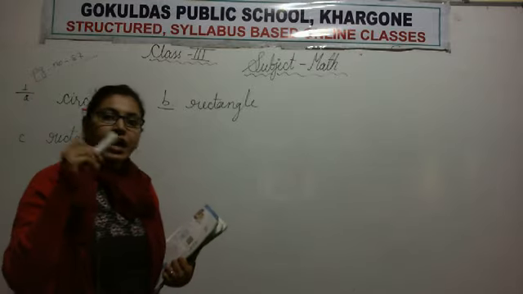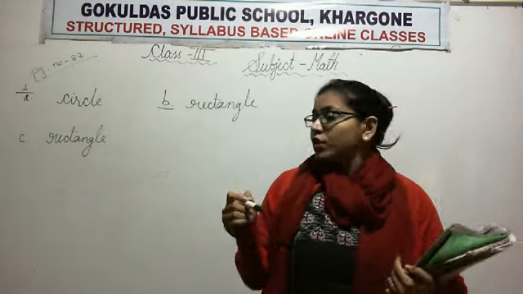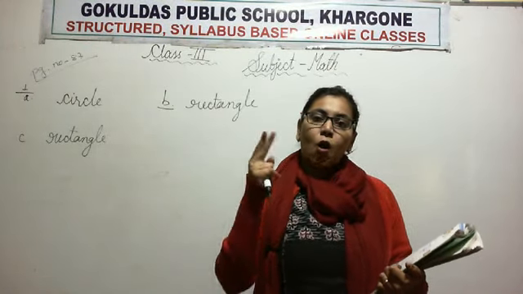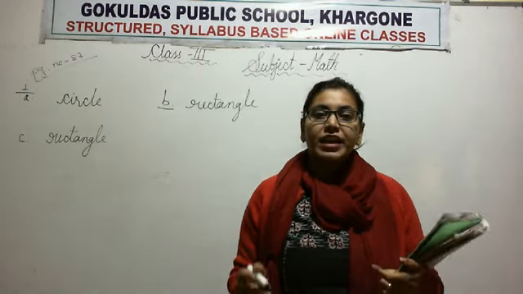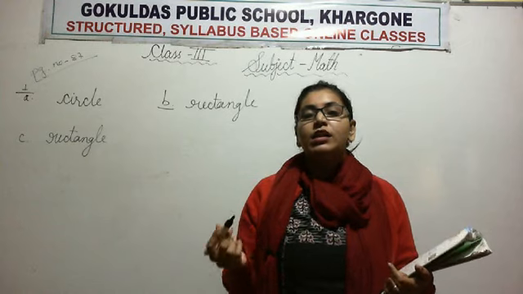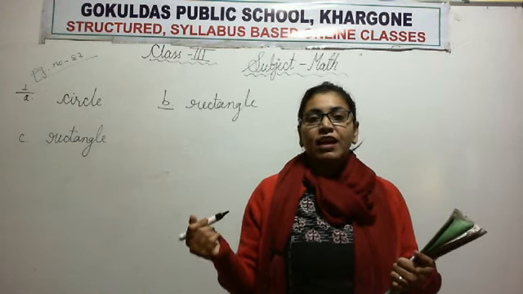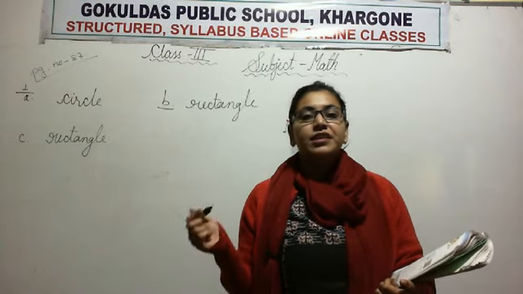If something is round, that means its shape is circle. If the shape is having 4 sides and all the 4 sides are equal, then it means shape is a square, and if opposite sides are equal, then the shape is rectangular. And if a shape is having 3 sides, then the shape is called as triangle.